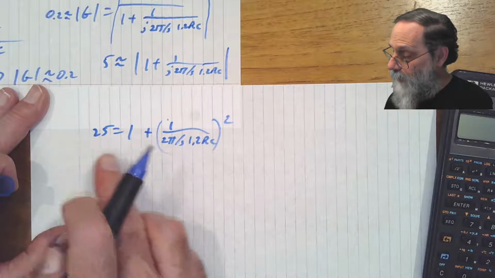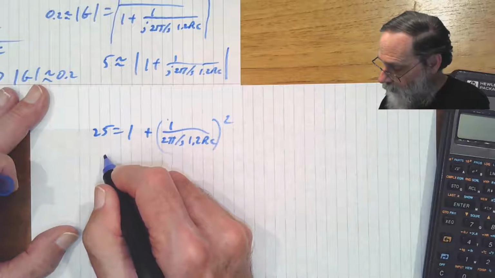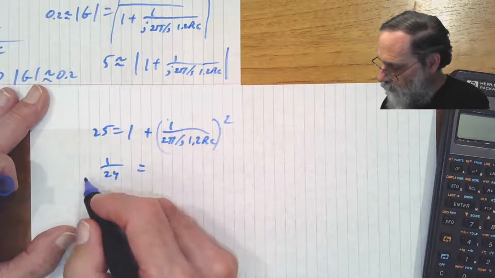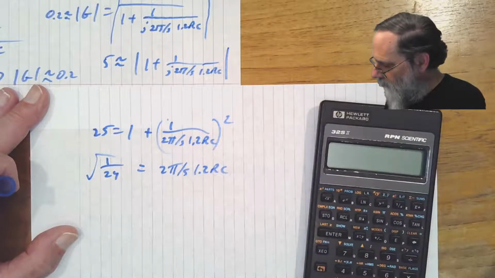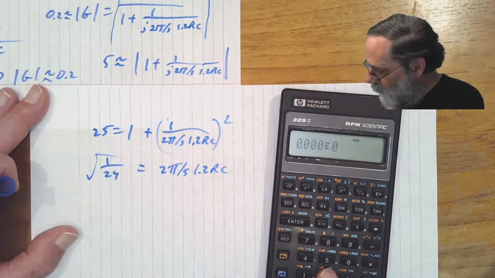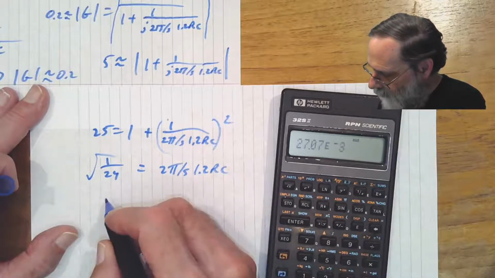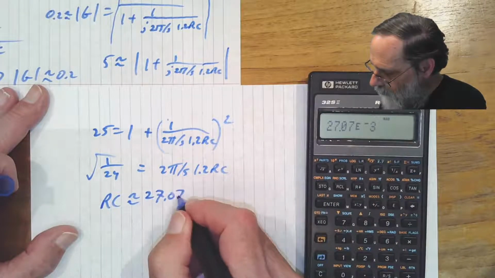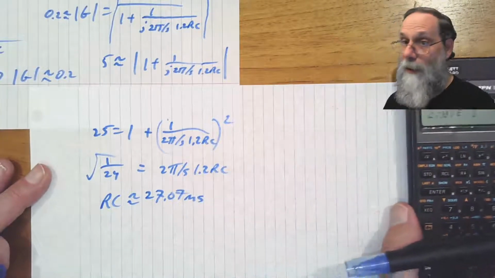Okay, now I can simplify this because I can subtract the 1 from both sides, take the square root of both sides, flip it upside down, and I get something like 1 over 24 equals, well, I'll take the square root to get 2 pi per second, 1.2 RC. And at this point, I think I can go to a calculator and do it numerically. 24, 1 over x, square root, 2 divide pi divide 1.2 divide, and I get RC is approximately 27.07 milliseconds.